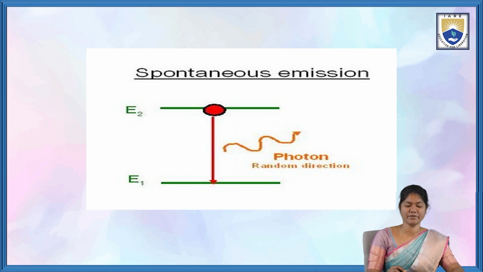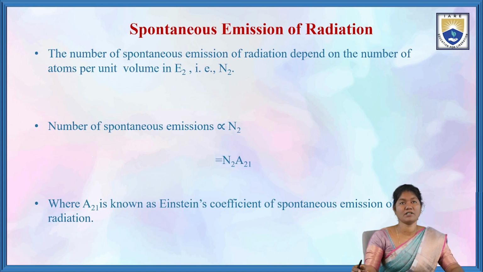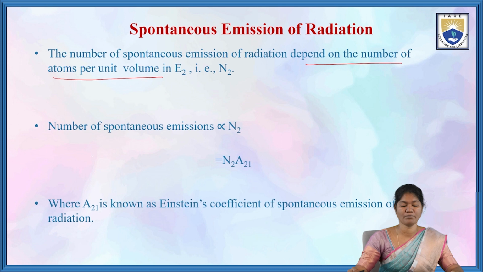So here in this diagram, after stimulated absorption of radiation, the atom is at the excited state, the higher energy state E2. After the lifetime of 10 power minus 8 seconds, this atom itself transits to the lower energy state by emitting a photon of energy H nu. This process is called spontaneous emission of radiation. The number of spontaneous emissions depends upon the number of atoms per unit volume in E2.